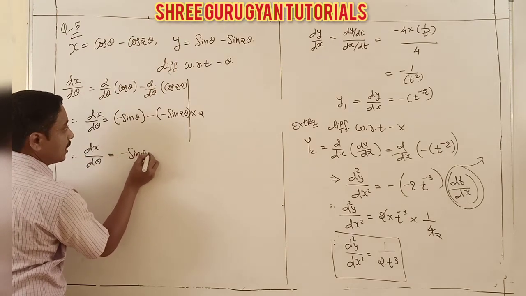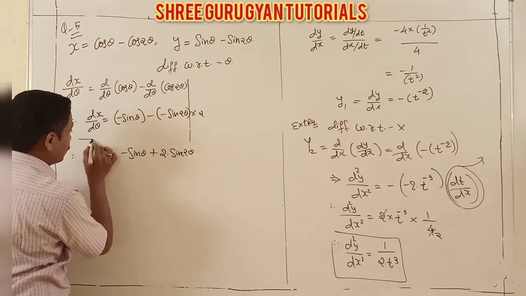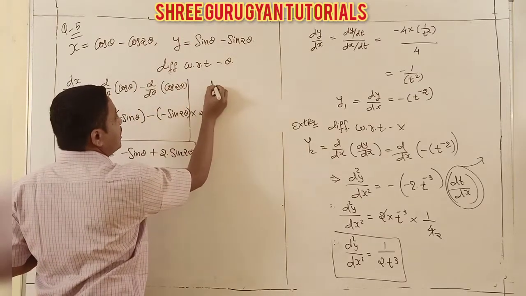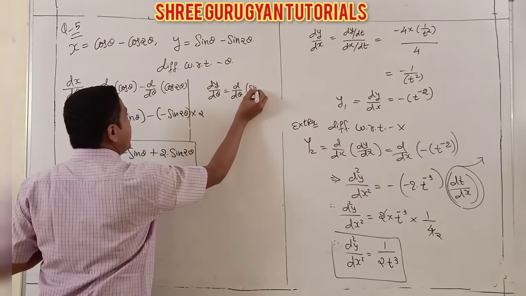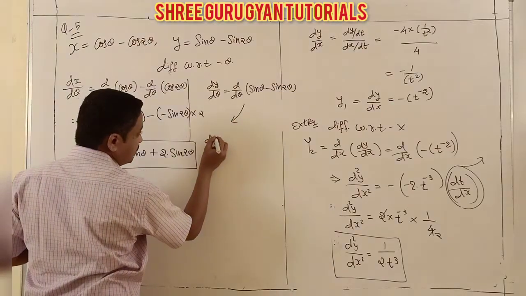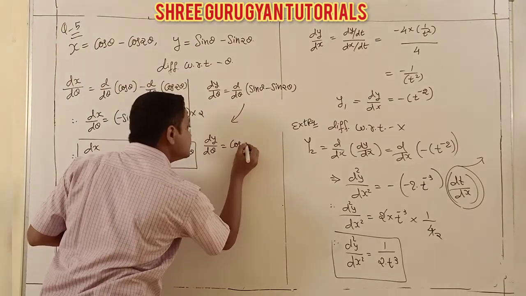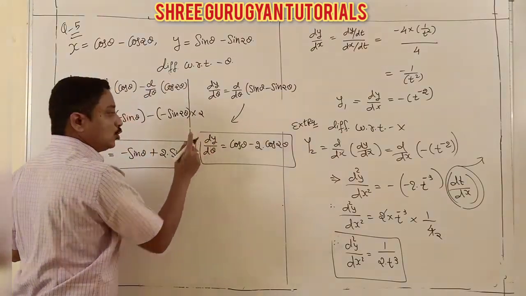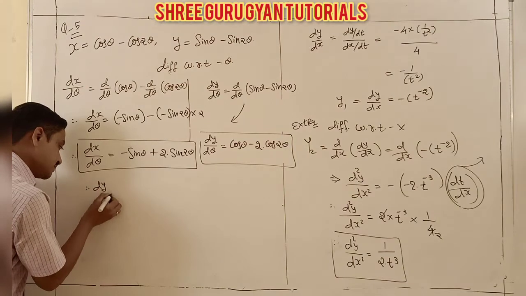So minus sin theta plus 2 sin 2 theta, and here over first part. Similarly here, d by d theta, students, it's very easy. d by d theta of sin theta minus sin 2 theta. So what do you get for d by d theta? Sin derivative is cos. Here 2 into cos 2 theta, and both of them merge, and you get the last answer, dy by dx.